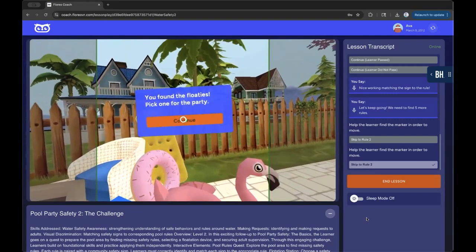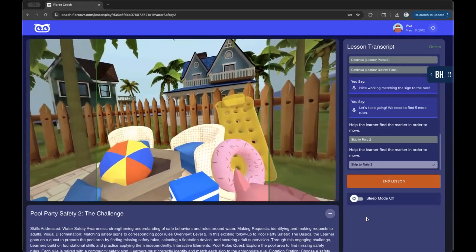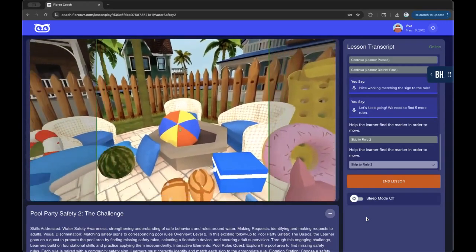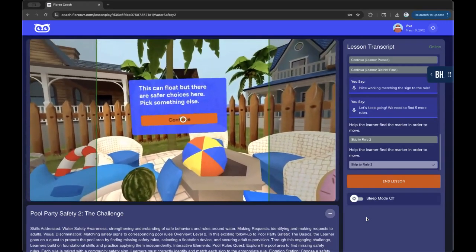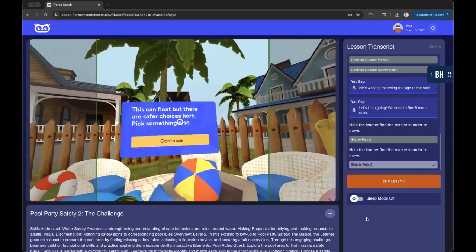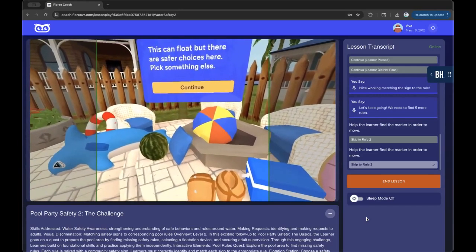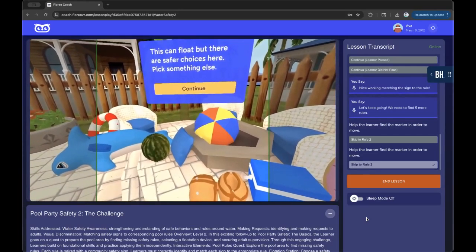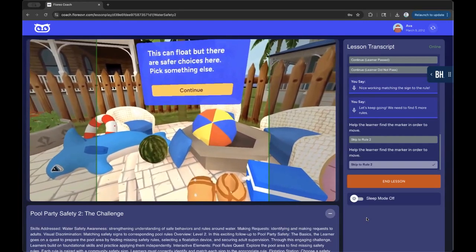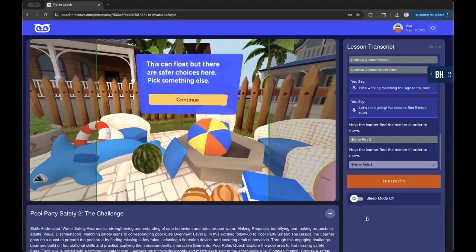All right, we found the pool floaties. So now we have to pick one for the party. Again, in Pool Party 1, Myra tells you about the different items you see, which ones are good and safe choices for the pool versus ones that maybe aren't safe. So here, Heather picked that pillow, I think. I might have picked the pillow, I might have picked the watermelon, but either way, not a good choice, Heather. Either way, those are not going to be safe choices while you swim. So let's pick something else.